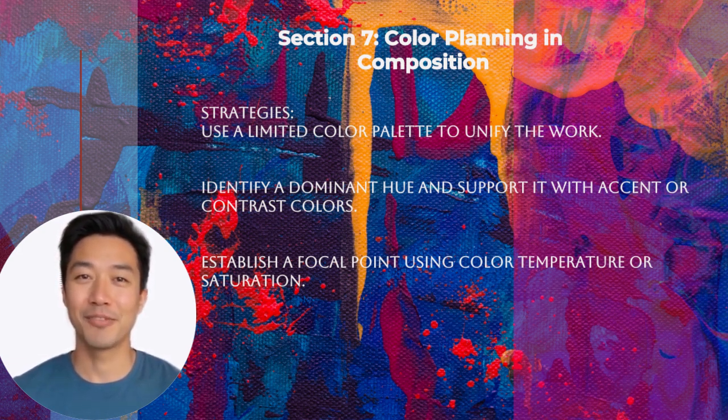Applied exercises. Create a landscape with complementary colors only. Paint 3 versions of the same subject: monochromatic, analogous, and triadic. Mix all colors from a limited palette of red, yellow, and blue, plus white. Analyze a masterwork by Van Gogh, Matisse, or Rothko to identify their use of harmony.